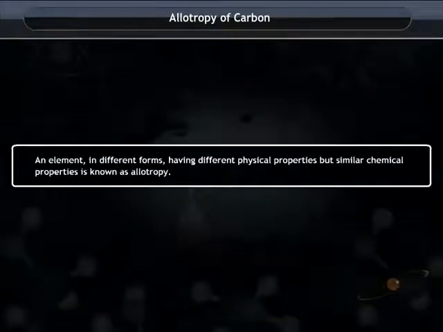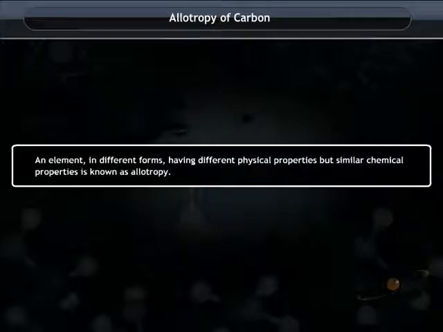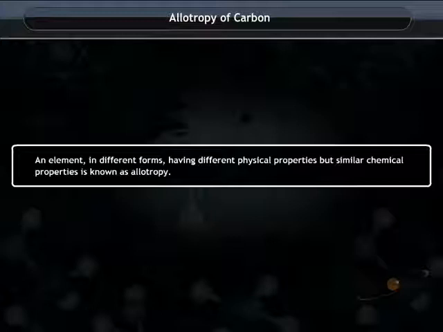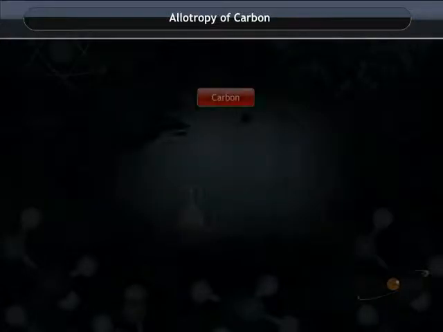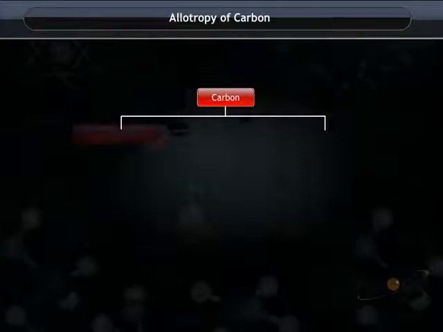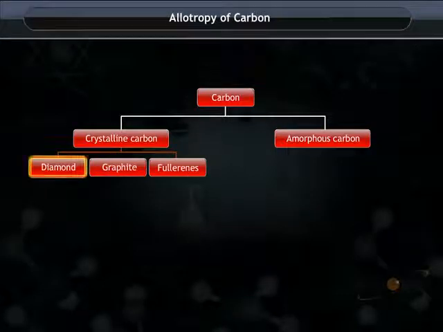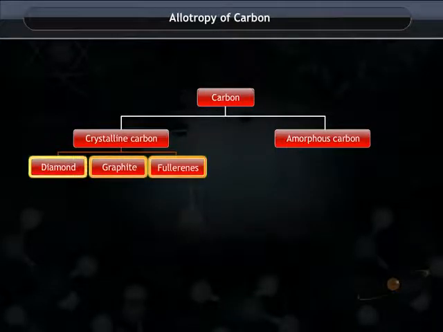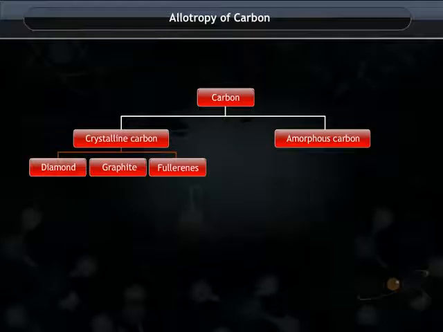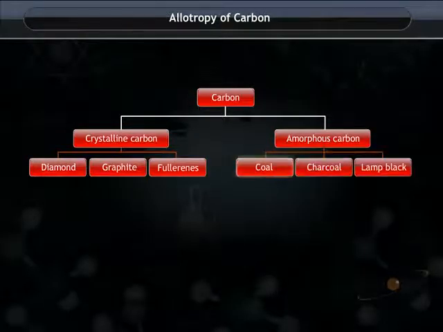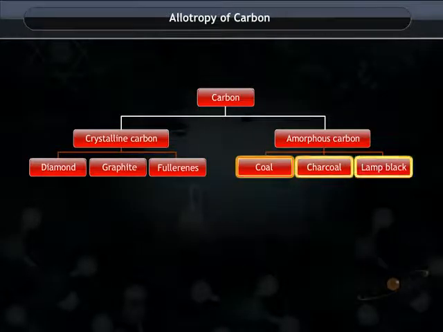Allotropy of carbon. An element in different forms having different physical properties but similar chemical properties is known as allotropy. Carbon has numerous allotropes and is classified as crystalline and amorphous. Crystalline are further classified as diamond, graphite and fullerenes. Amorphous is classified as coal, charcoal and lamp black.